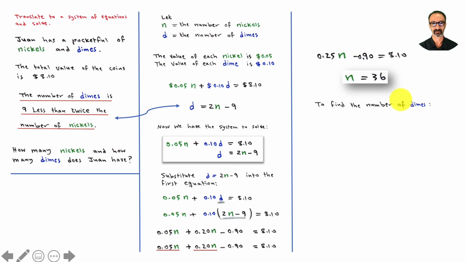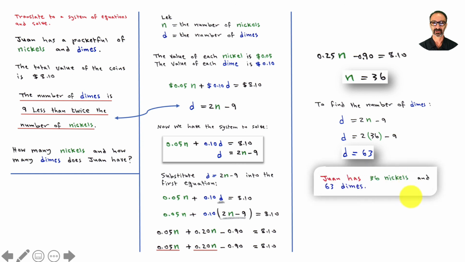All right. To find the number of dimes, I think this is the best one to use. Doesn't matter which one. You could even go with the first one, but if I have the choice, why would you pick the first one if you have this ready? So let's use the second one. Instead of n, we're going to write 36. Do the math. I get d equals 63. So Juan has 36 nickels and 63 dimes.